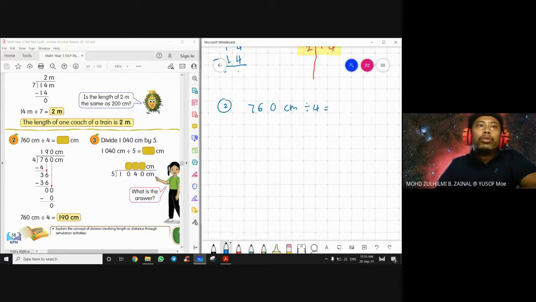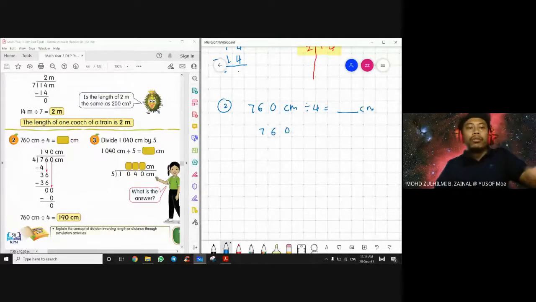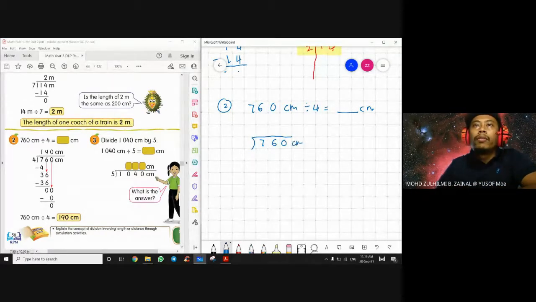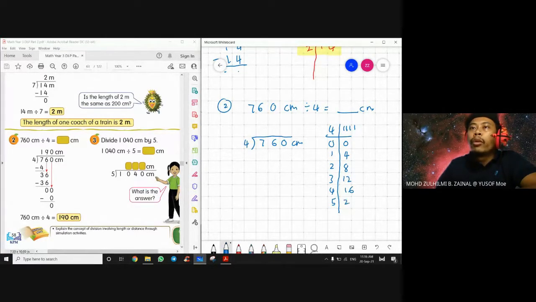Alright, so what should you do? Yang ni dia nak in cm. So in cm, you just divide macam biasa. Don't forget the unit. So you have to do multiple of 4. 1, 2, 3, 4, 5. Okay, buat sampai 5 dulu. 4, 8, 12, 16, 20.